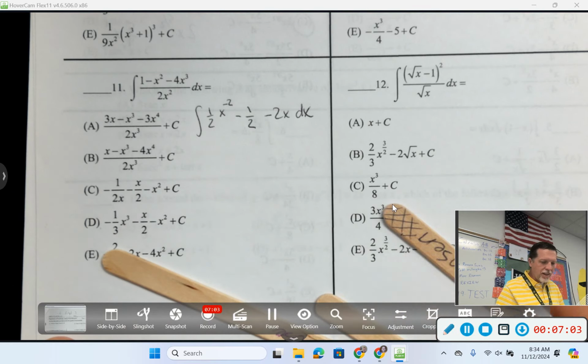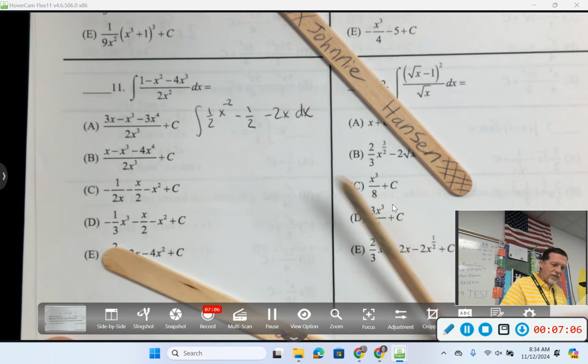That's a good popsicle stick day. Oh, those are your favorite days too.